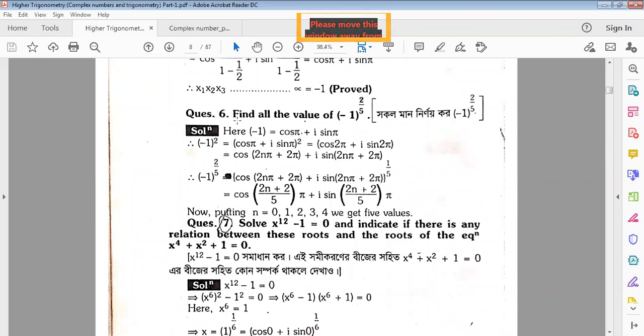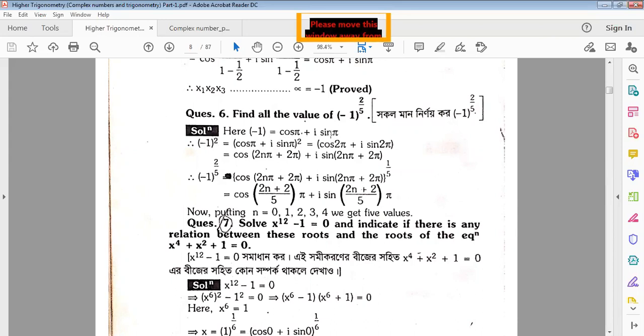Now question number 6: find all values of this by using de Moivre's theorem. We already know that -1 equals cos pi plus i sin pi. Cos pi means -1, but sin pi means what? 0. This is why -1 can be written as cos pi plus i sin pi.